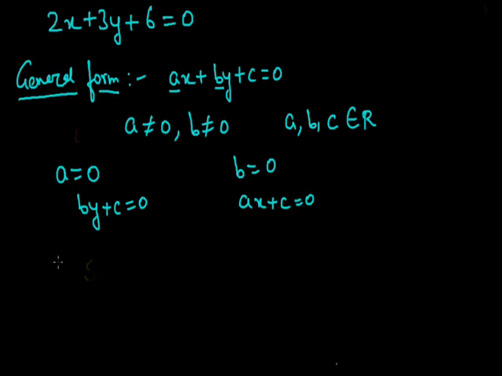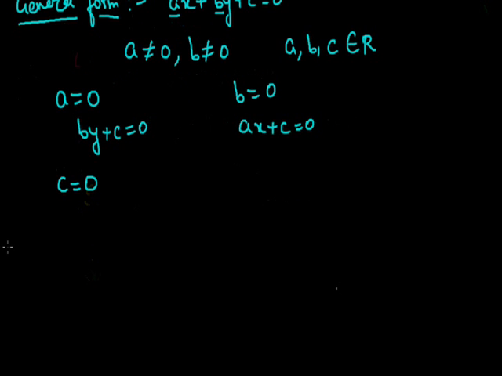But it may be possible that c can be equal to 0. And if c is equal to 0, the equation remains the linear equation of two variables. So there will be no change in the linear equation of two variables. So c can be equal to 0 or not equal to 0. It means c can be any real number, and a and b are also any real number except 0 for the linear equation in two variables.